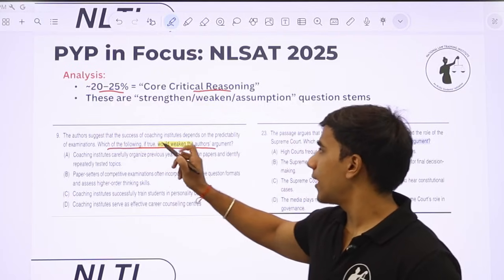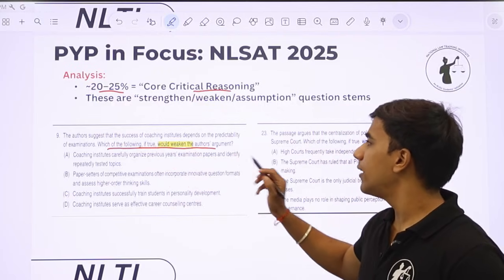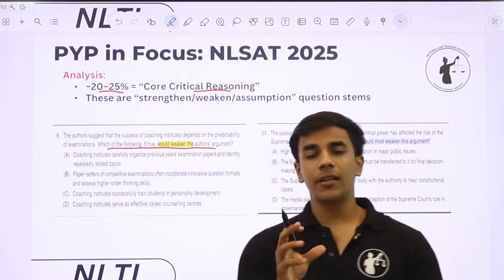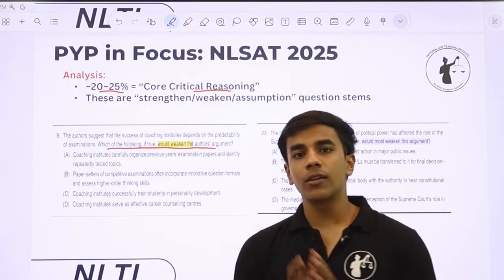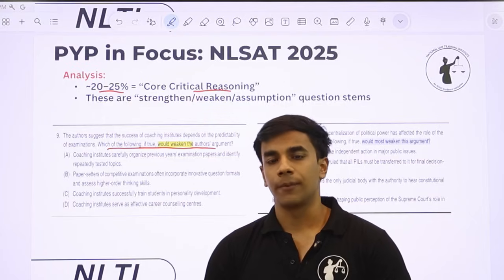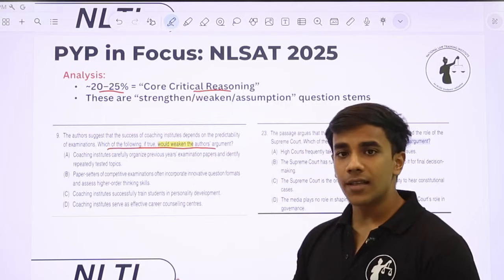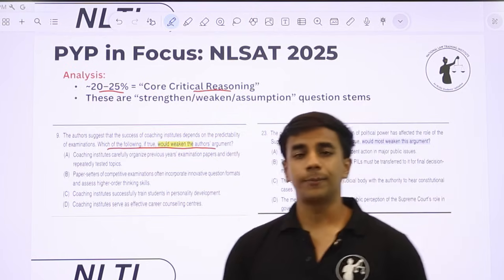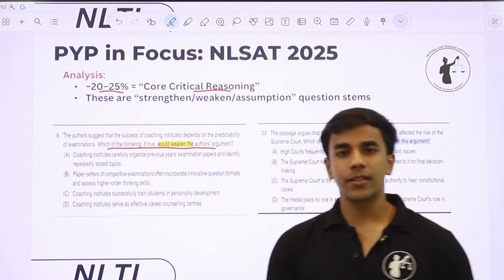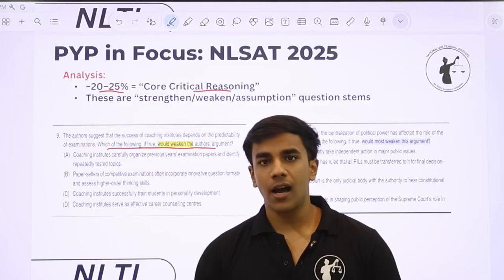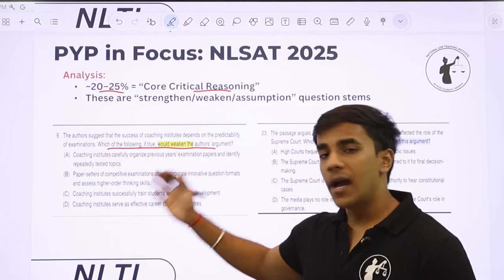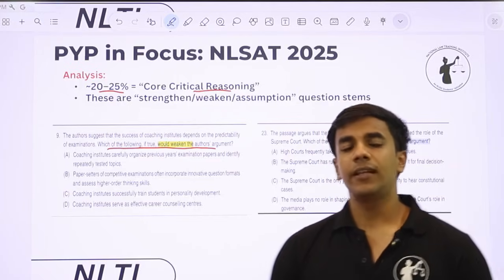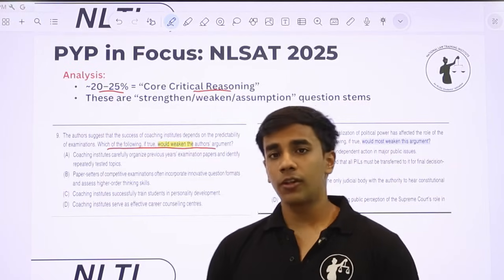The authors suggest that the success of coaching institutes depends on the predictability of examinations. Now what the question has done is it has given you the core or central argument made by the author. In the second line, it is asking you: which of the following, if true, would weaken the author's argument? After telling you the author's argument, it is asking you to weaken it by selecting the most appropriate option. So one of these four options will weaken what the author has argued.